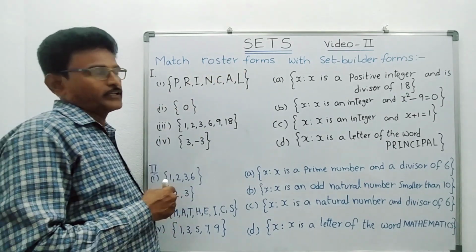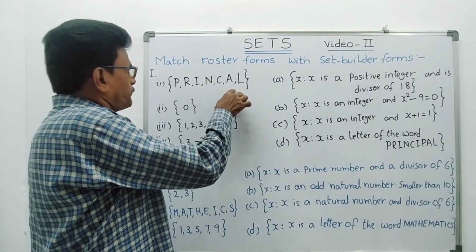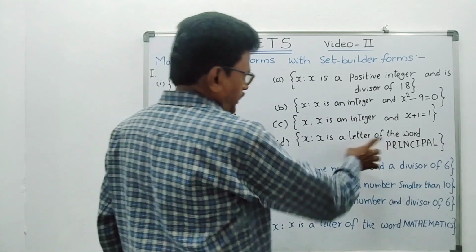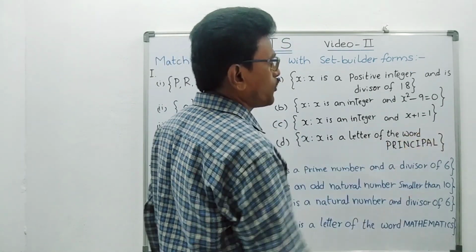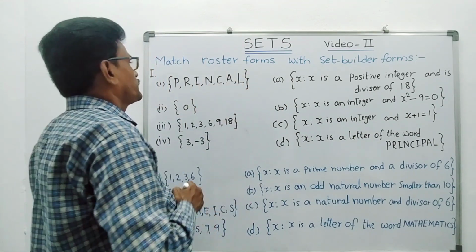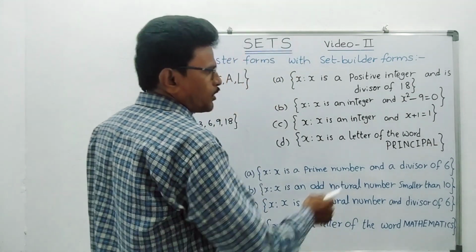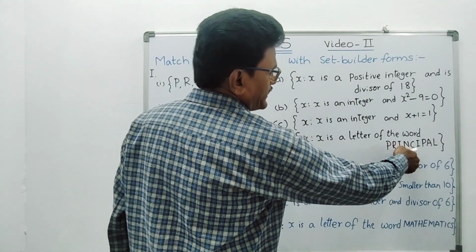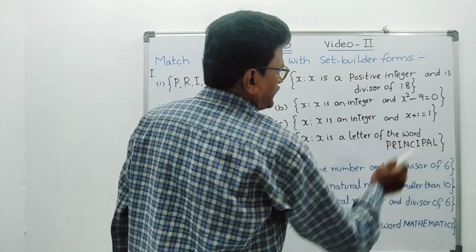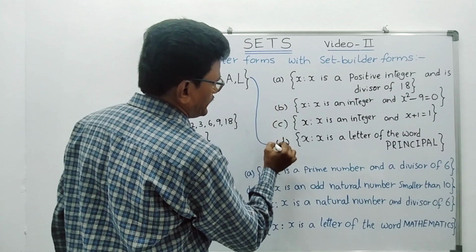Now come to this problem. Match the following, roster form to set builder form. Here, P-R-I-N-C-I-P-A-L, if you observe, principal. x is a letter of the word principal. From this he has taken this. It is not necessary to repeat: P-R-I-N-C-I, I is repeated, P repeated. Then A and L. So this we have to join with D.